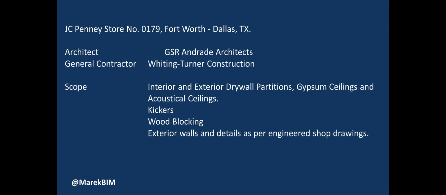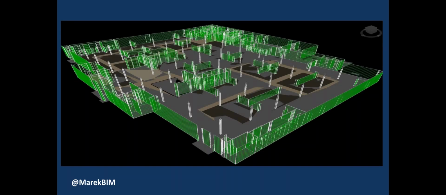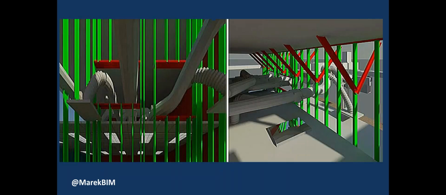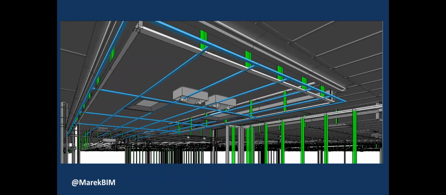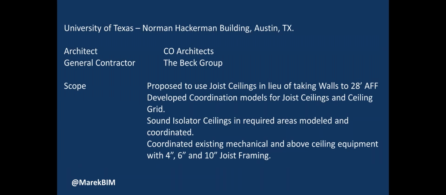JCPenney store in Fort Worth came in and said, hey, we're going to model the whole project. Man, we were ecstatic. We were like, that's great. Finally, someone's going to let us get in here and do the whole thing. We get in, we build walls to the deck, we drop in all the framing, we do kickers, we do penetrations, ceiling grid, drywall ceiling grid, we do the whole works, and about halfway through the process, they pulled the plug and said, you know what, we're going to drop the BIM on this project. We're too far along. We don't see that it's going to do any value. So we were a little upset about that. We got some practice in, though.